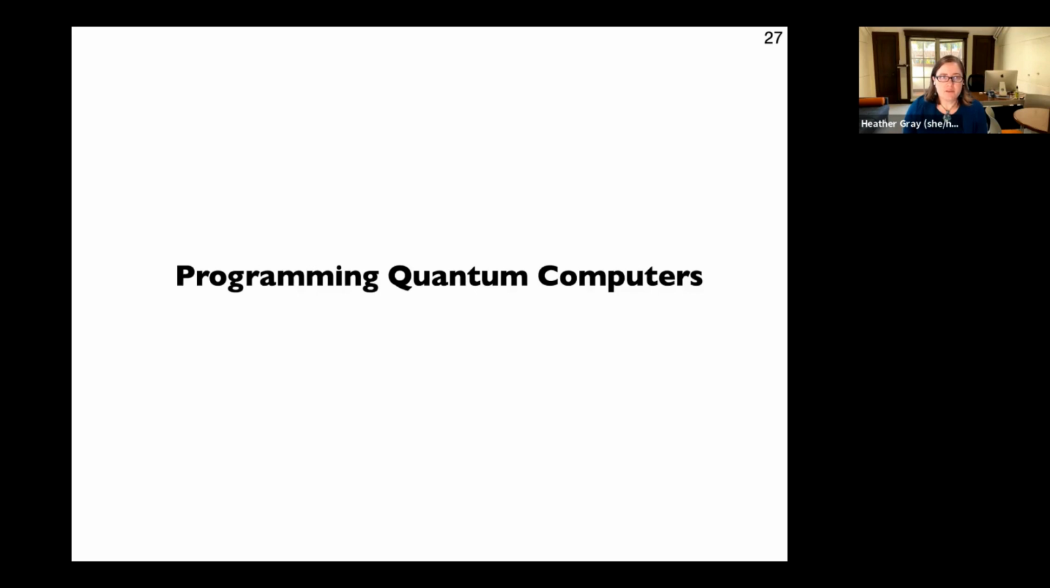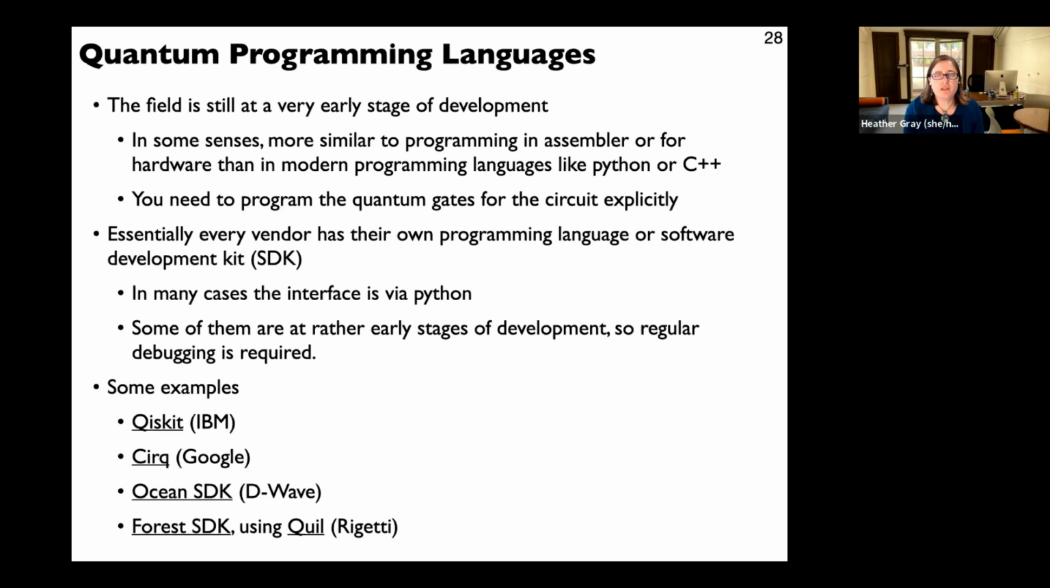So we've been talking about algorithms. You may be wondering, let's get practical. How can we actually do it? The field of quantum programming languages, I think, is still in a very early stage of development. As I mentioned, it's rather like programming an assembler or for hardware rather than using modern programming languages like Python or C++. You really do need to think about what circuit you want to make, and you need to actually program the gates for the circuit explicitly.